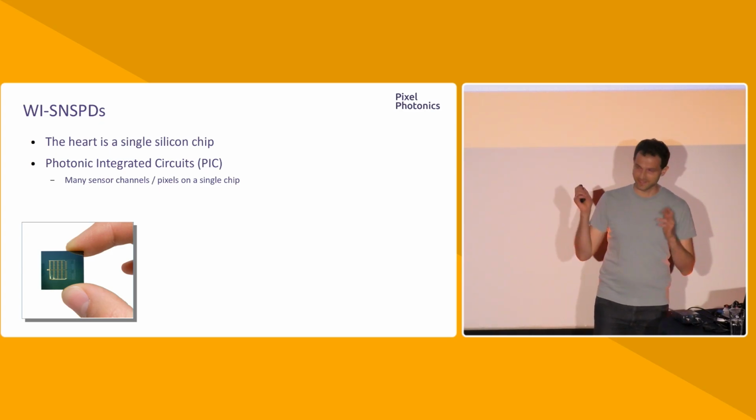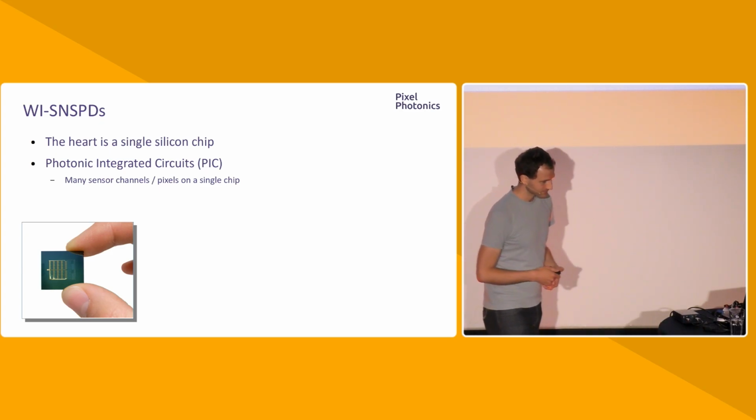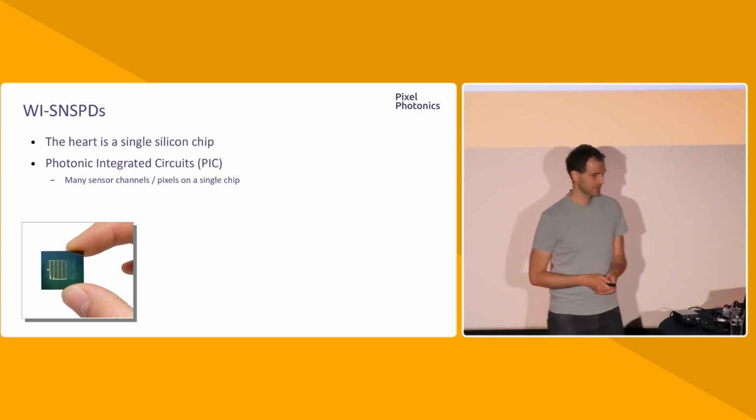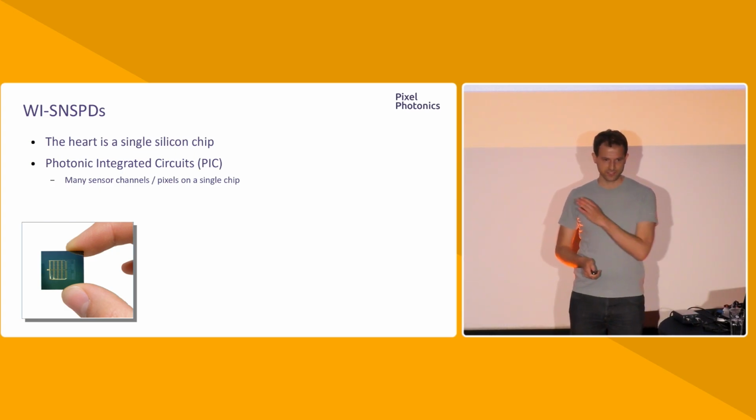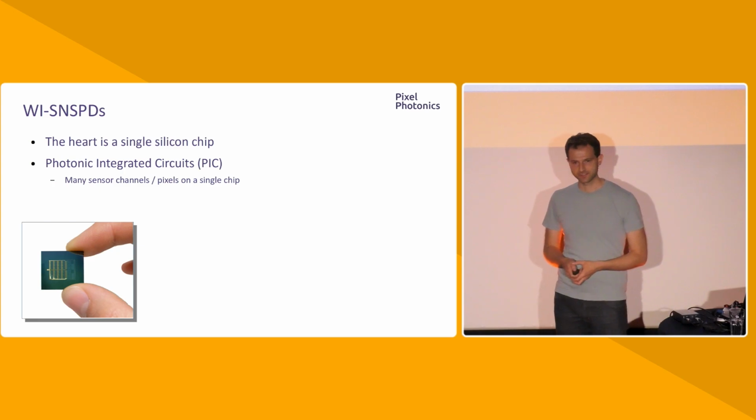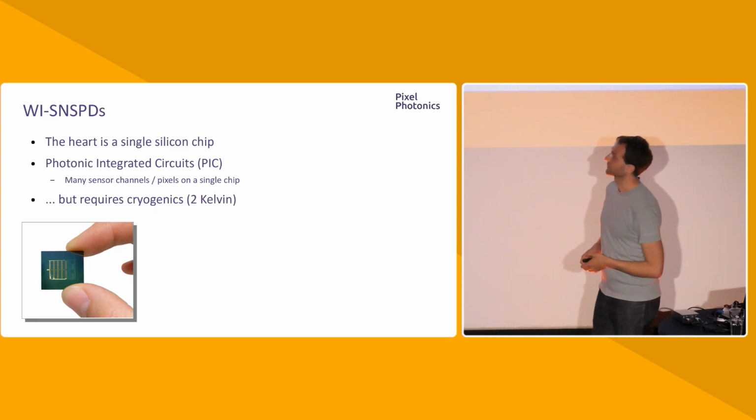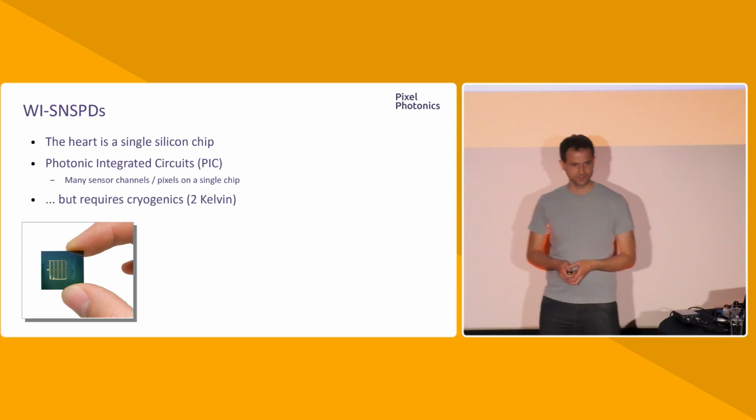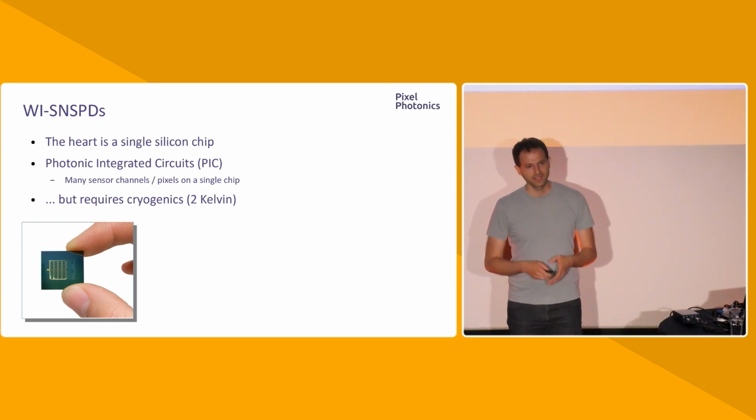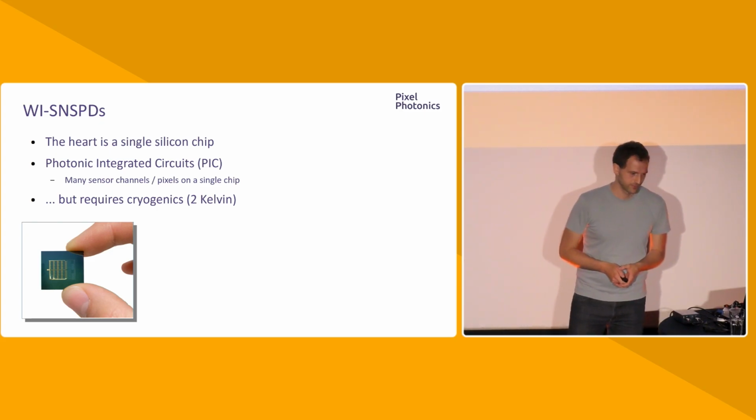We call them pixels, hence the name. But of course, there's a catch. Because for all of that to work, this chip actually needs to be operated at cold temperature, so it needs to be cooled. And by cold, in this case, I mean very, very cold, because you need to run it at 2 degrees over the absolute zero point, which is not super trivial to do.